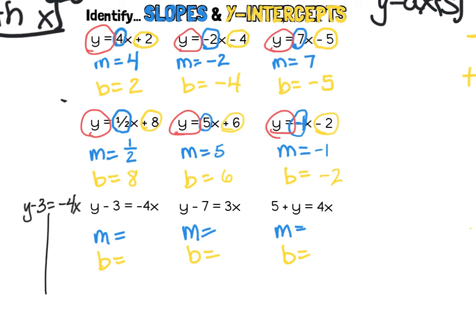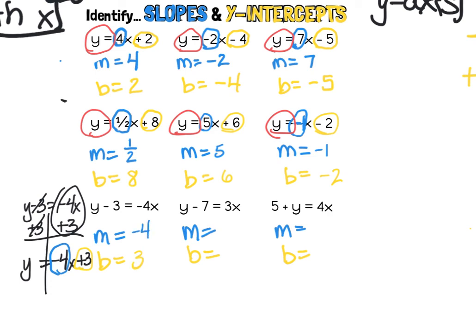So in this case, 3 is subtracting from y, so I'm going to add 3. Now I can't actually add these two numbers together, so I just write it out as an equation. Put the x term in front and the constant in the back. The point of doing that, guys, is so that we are now in slope-intercept form and I can identify my slope and my y-intercept. So my y-intercept is positive 3 and my slope is negative 4.